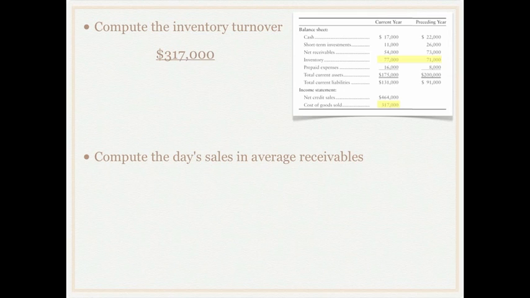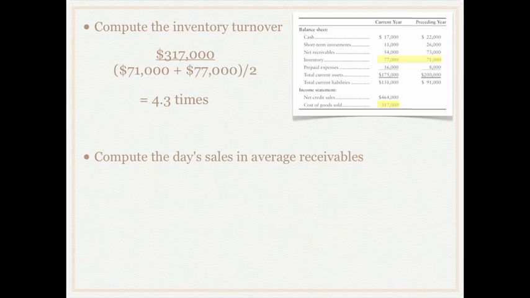So our cost of goods sold was $317,000, and to compute average inventory, we take beginning inventory, which in this case is $71,000, as that was our inventory from the preceding year, and add that to the ending inventory, which was the $77,000 for the current year, and then divide that number by 2. This will give us an inventory turnover of 4.3 times. That means this company turns their inventory over 4.3 times during the year.